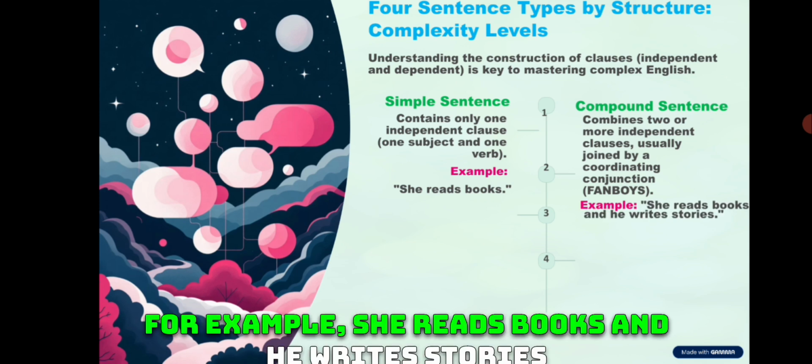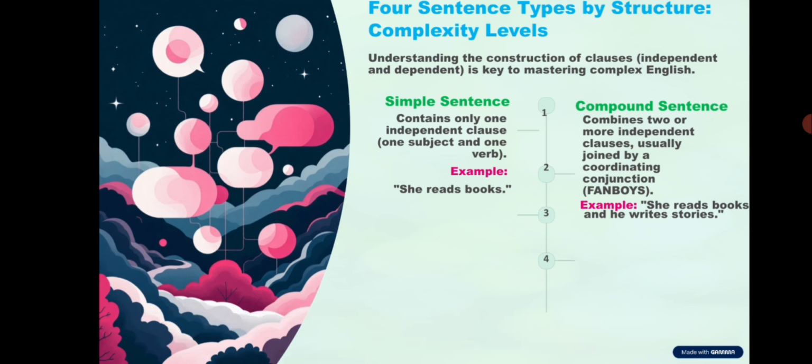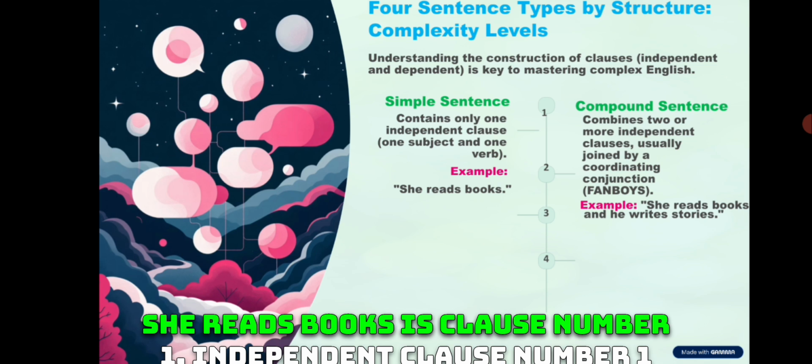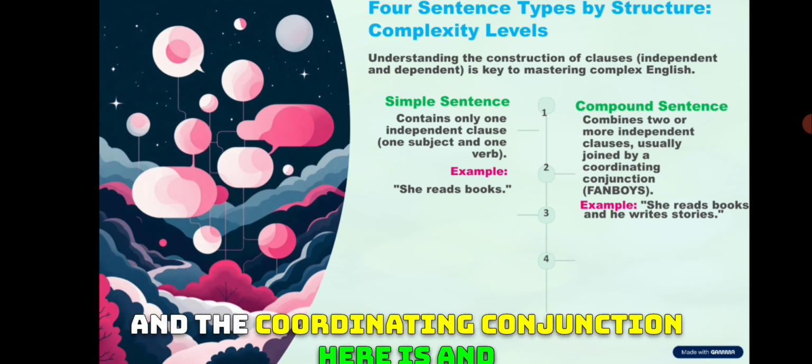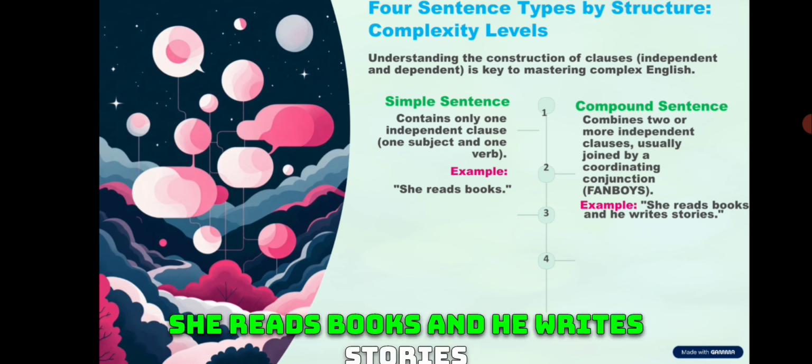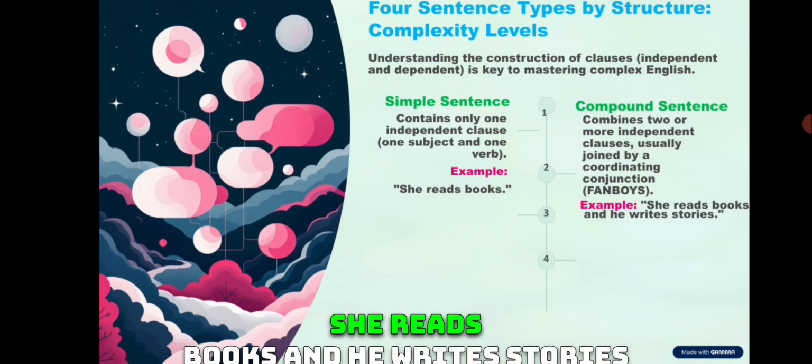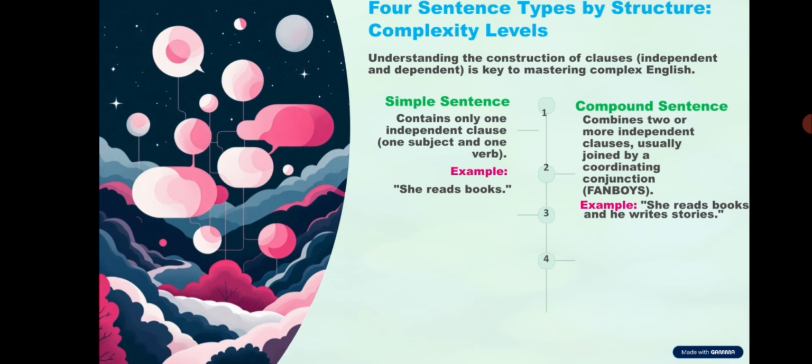For example, she reads books and he writes stories. She reads books is clause number one, independent clause number one. He writes stories is independent clause number two. And the coordinating conjunction here is and. She reads books and he writes stories.